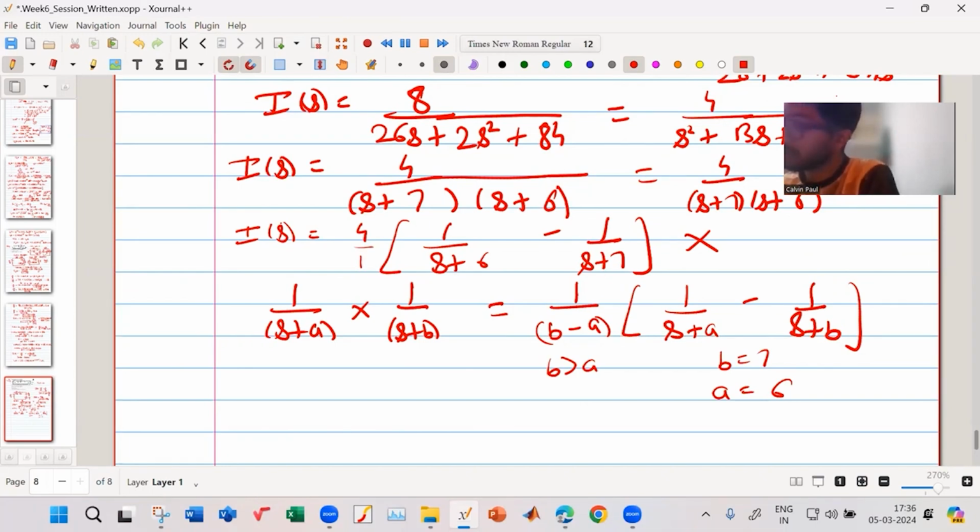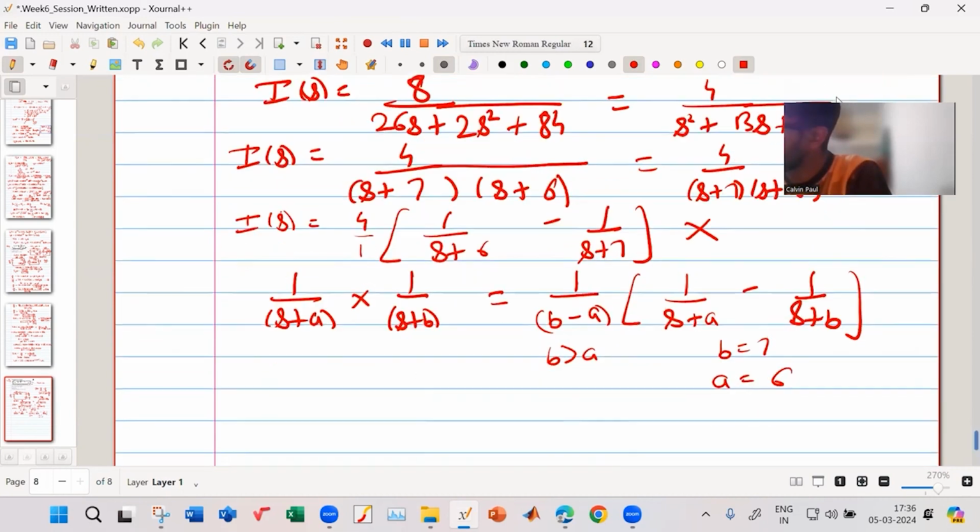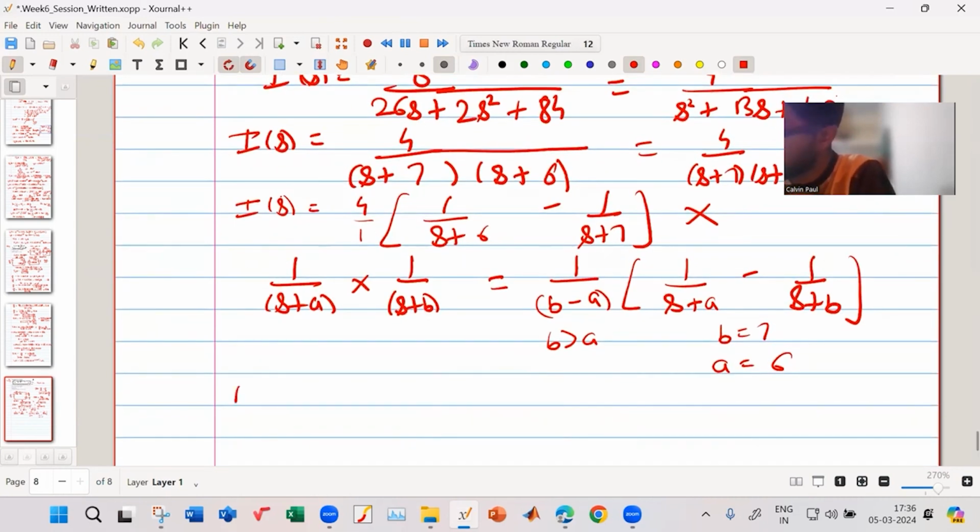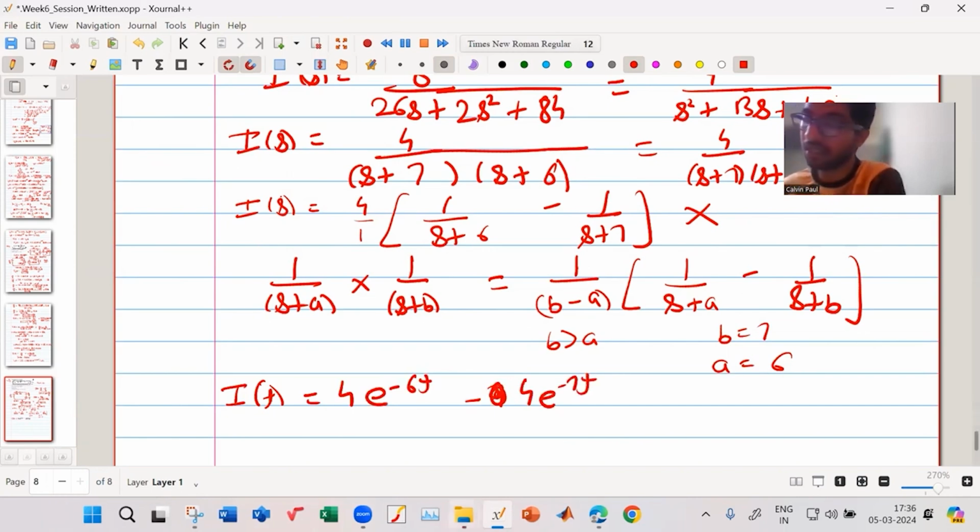So now I will find the inverse Laplace transform of it. I will get I of t to be equal to 4 into e raised to minus 6t minus 4 into e raised to minus 7t. Is this clear? Yes, sir.